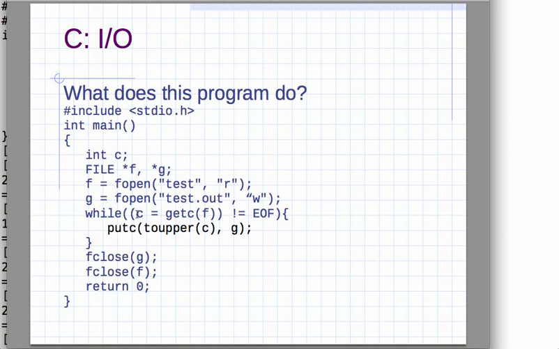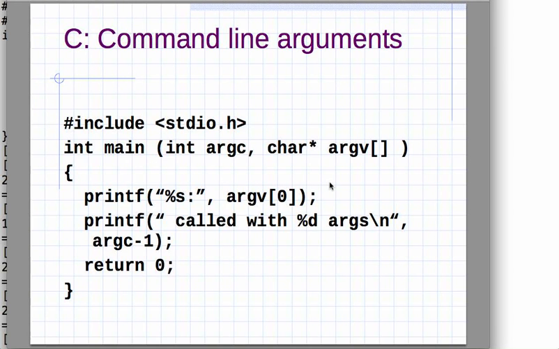And then for each character you get, as long as it's not the end of the file, what it'll do is not just put C like we did before, but it'll convert it first from lowercase to uppercase. If it's already in uppercase, it doesn't do anything. So what does this do? It takes an input file test, converts all the letters from lowercase to uppercase, and stores it in a file called test.out. So try it out. Definitely want to try out programs like this to convince yourself that it works.